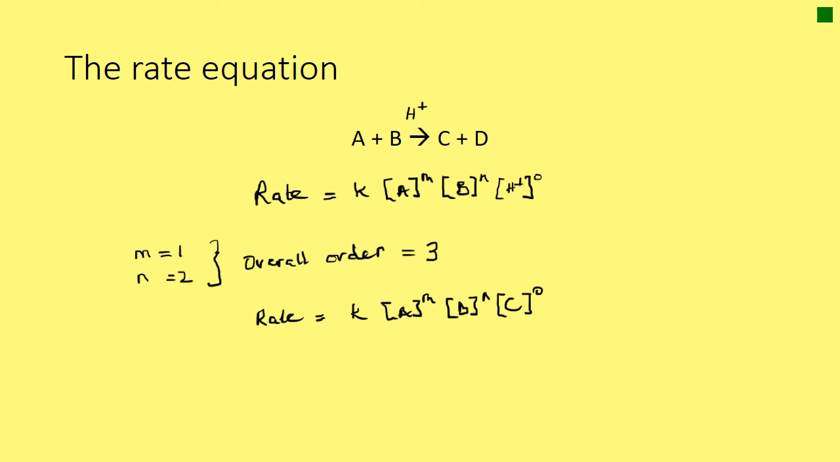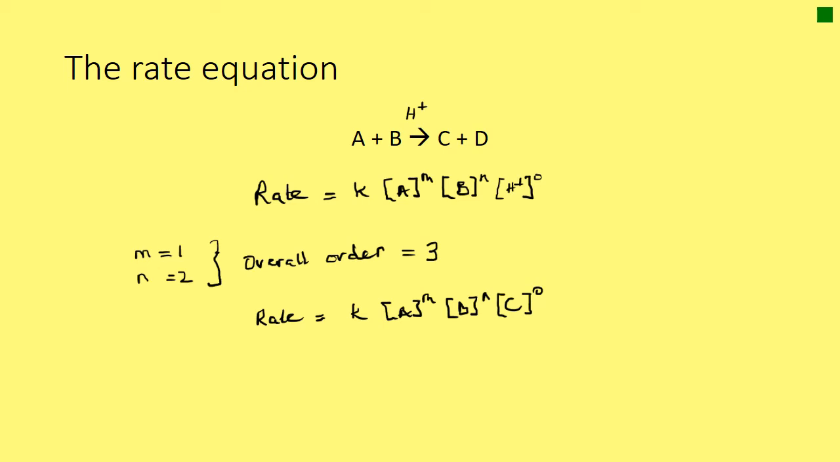But of course you can in fact have a reaction with 3 reactants, and in which case it would just be rate equals K times A to the power of M, B to the power of N, and then C, the third reactant, to the power of something else. And that could be as long as you like, but at A2 you only get up to 3 reactants.